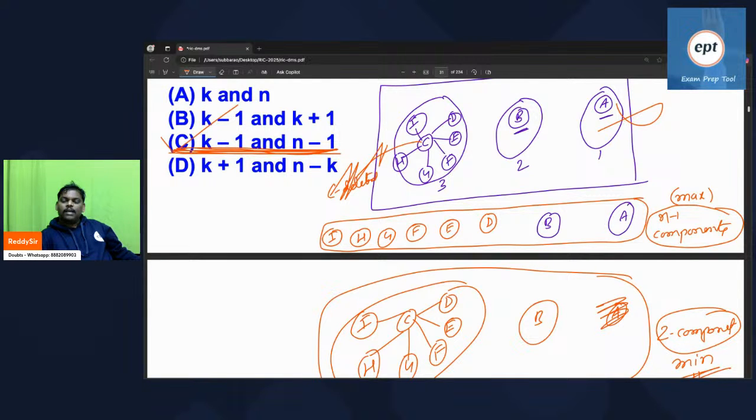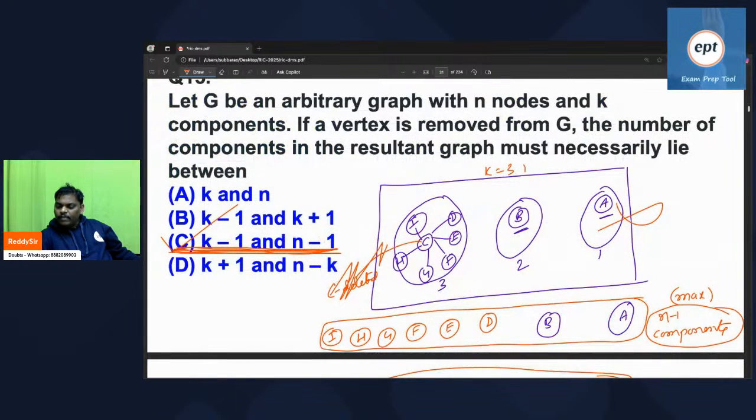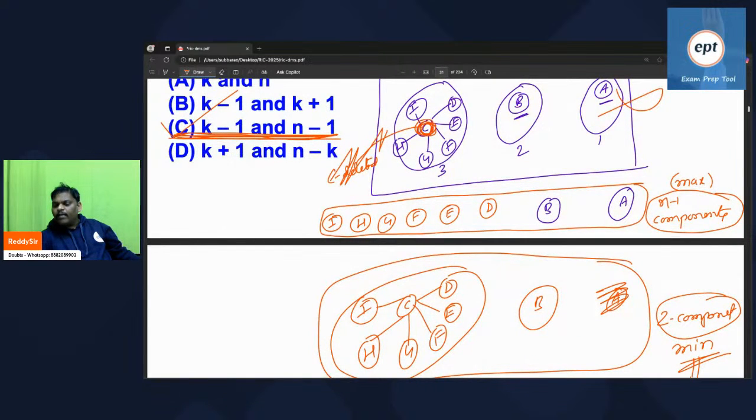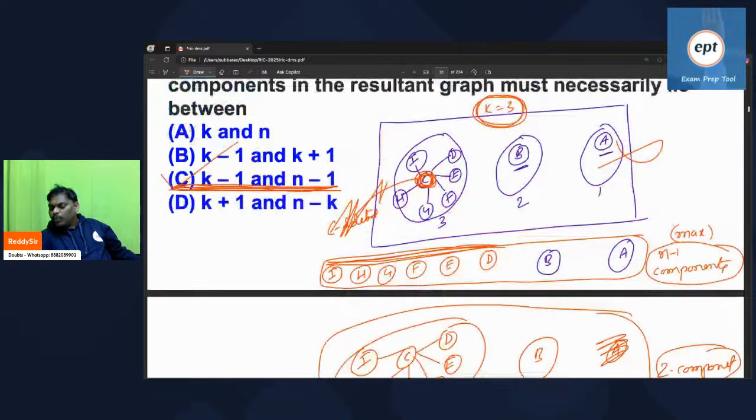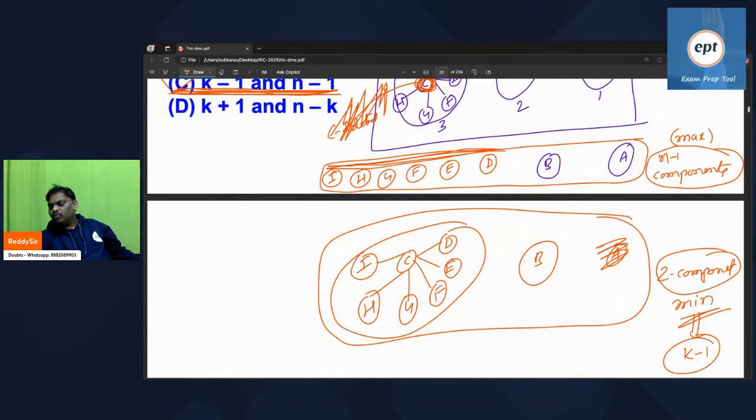Sir, it already has k components, of course. See, it is having three components. If you delete one vertex, it didn't mention which vertex. Assume I deleted this vertex. Because it is a star graph, it will generate so many components. If you delete the middle vertex, it will generate many components. If you count, n minus 1 components maximum, 3 components are there. Suppose you did not delete this, you deleted this, then there may be a chance of 2 components.